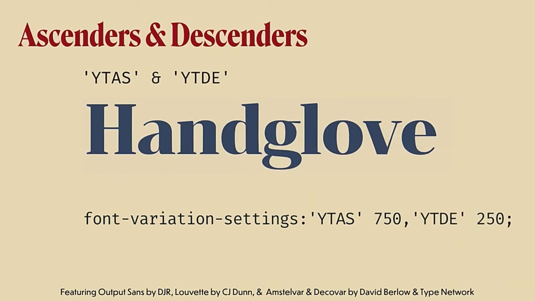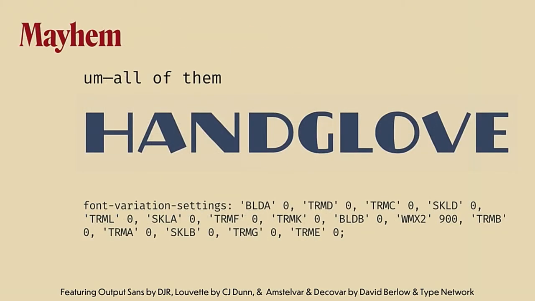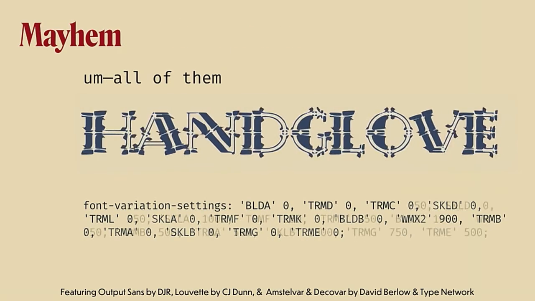And now, granted, Amstelvár having the number of axes of variation that it has is a little bit crazy, because as it was pointed out, not all of us are David Berlow. But having the ability to tailor things a little bit and bring the ascenders and descenders in to be able to set headlines really tightly without getting those ugly collisions is really pretty interesting, and I think can yield some pretty striking results. And of course, I would be remiss in not showing all of the weird things that you can do with Decovar.